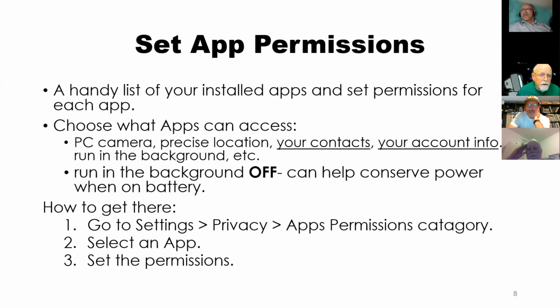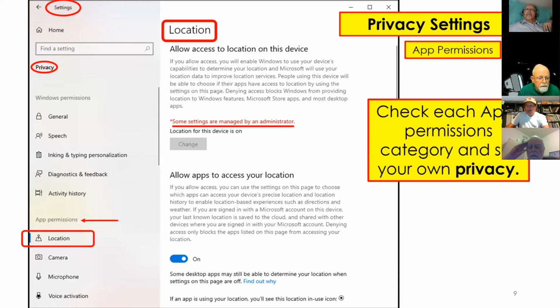Set permissions for different apps that are on your machine. So you're going to choose what the apps can access, and you're going to turn off when you don't want them to access that. So, yep, you got to go to settings, privacy, app permission category. And we were there just a minute ago. Let's go back there. And the first app permission I wanted to pick on was location.